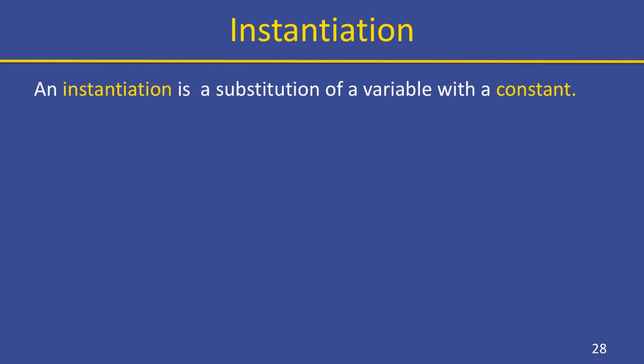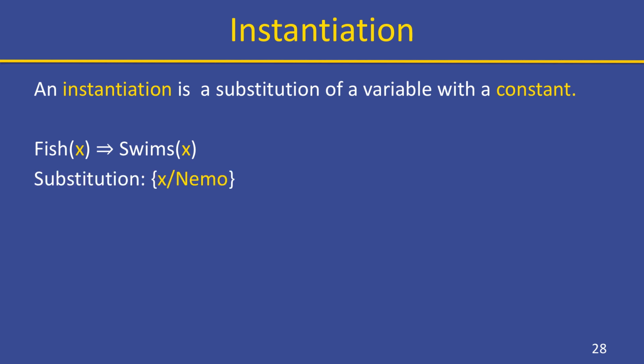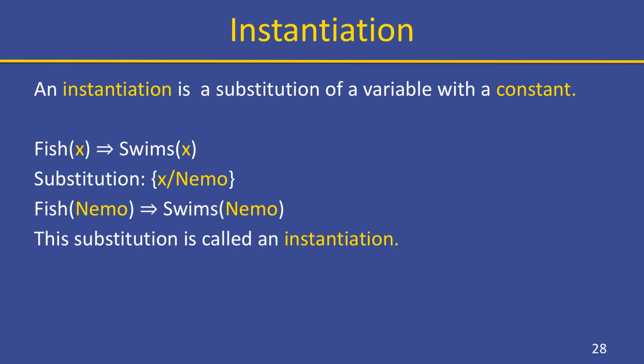An instantiation is basically a substitution of a variable with a constant. Here's an example. Fish x implies swims x. I can substitute x with the constant Nemo, and I get fish Nemo implies swims Nemo. So this special kind of substitution is called an instantiation. The rule of universal instantiation says that we can infer any sentence obtained by substituting a ground term, that is, a term without variables, for the variable.